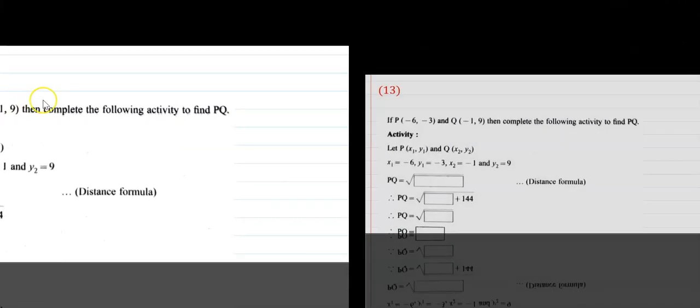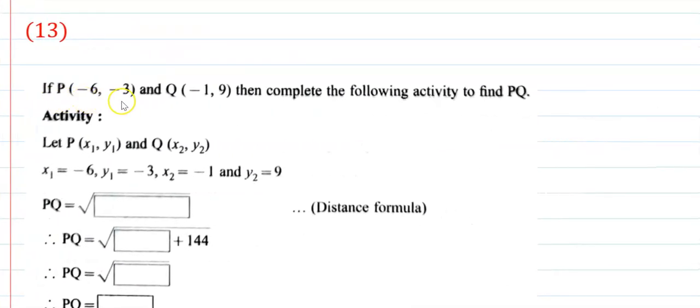If the coordinates of the point P are (-6, -3) and Q are (-1, 9), then complete the following activity to find PQ. That is, we need to find the distance PQ. Activity: P is (x1, y1), Q is (x2, y2). x1 is -6, y1 is -3, x2 is -1, y2 is 9, and therefore by the distance formula we apply: square root of (x2 - x1) whole square plus (y2 - y1) whole square.